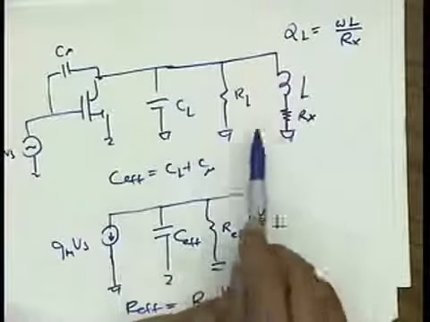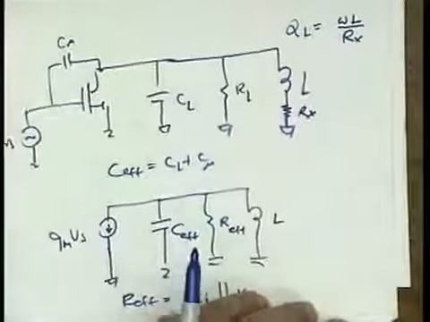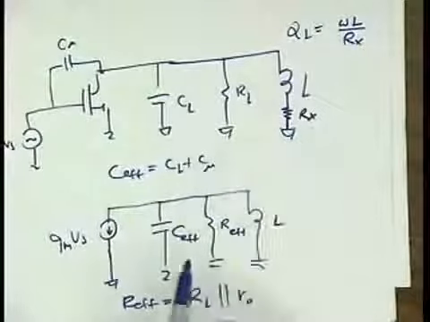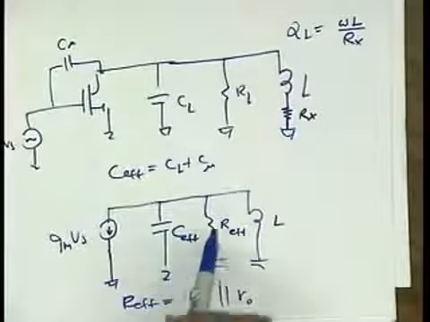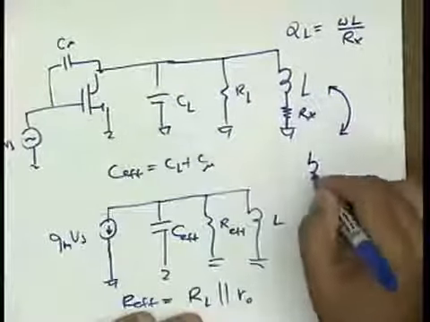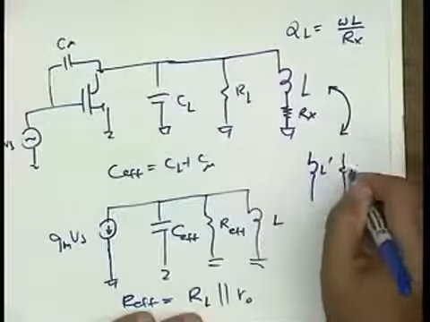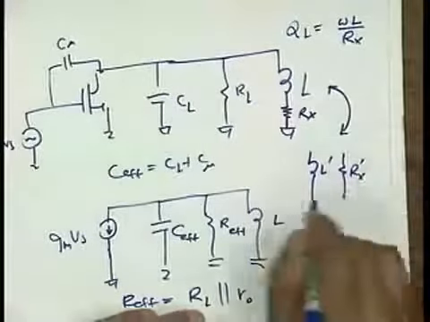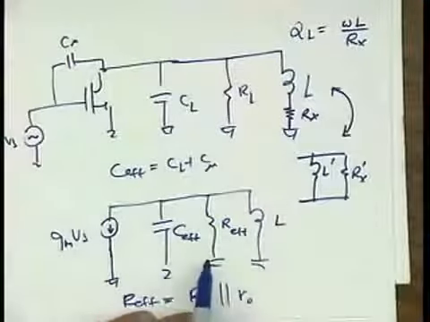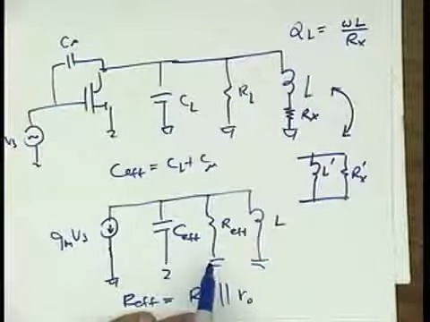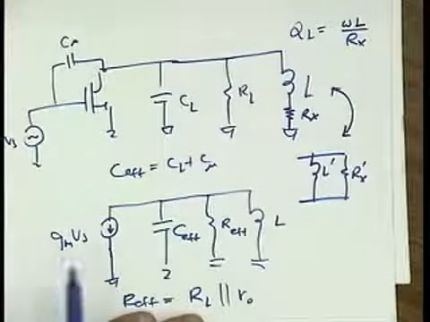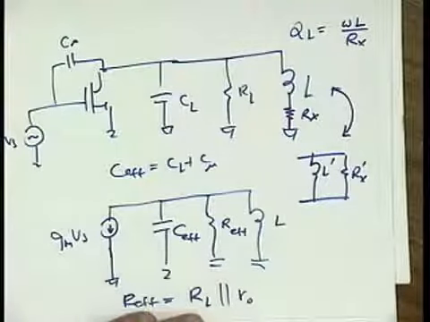Now you can see that this series resistance kind of messes up my analysis, right? Now I don't really have a simple shunt RLC circuit. What would be really nice is if I could convert this into L prime and Rx prime in parallel. Then I can actually plug it into this equivalent circuit and everything is fine and dandy, right? So this is the motivation behind this transformation.